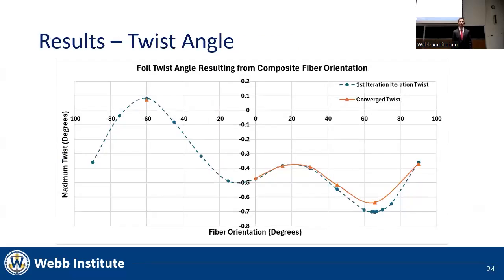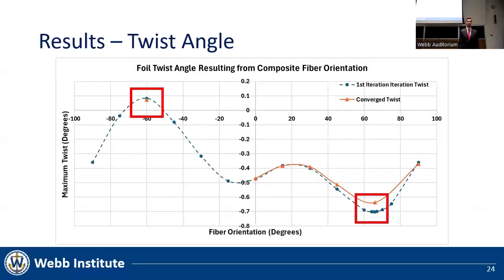The maximum twist angle of the foil relative to the composite fiber orientation was first investigated. On the Y-axis, the maximum twist in degrees is shown, while on the X-axis, the fiber orientation in degrees is shown. A fiber orientation of 0 degrees is perpendicular to the span of the foil, while 90 degrees is along the span. The 66-degree ply angle showed the greatest amount of downward tip end twist, while the negative 60-degree ply showed the greatest amount of upward tip end twist.